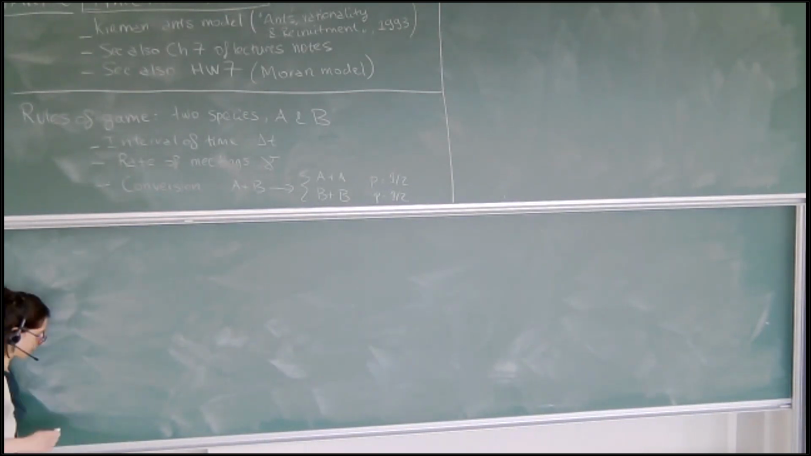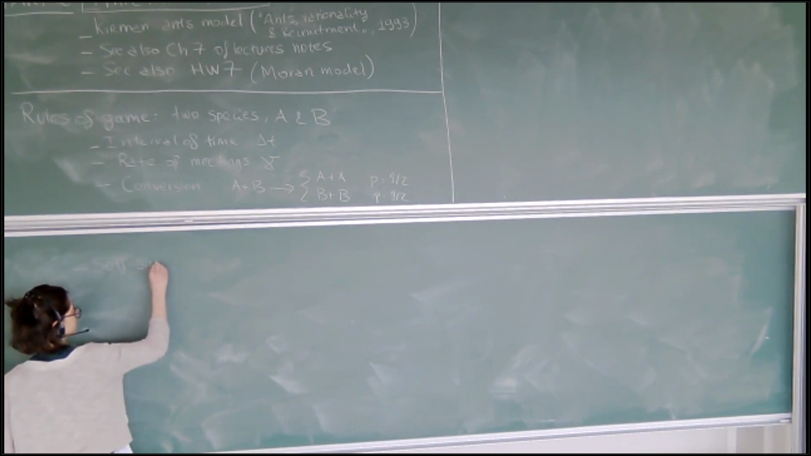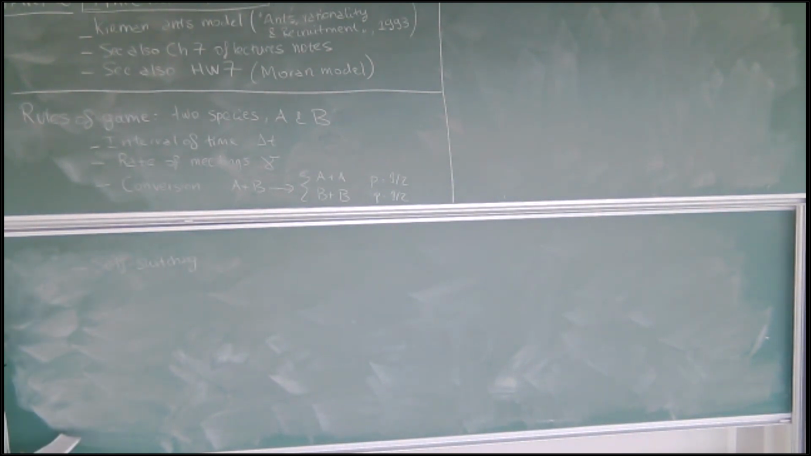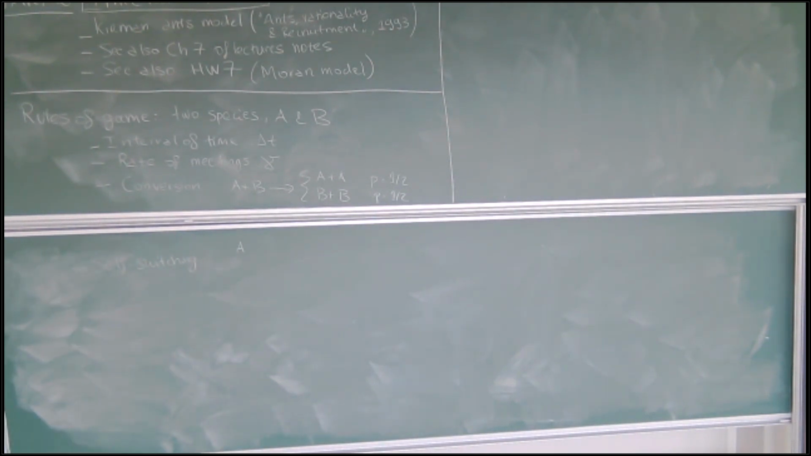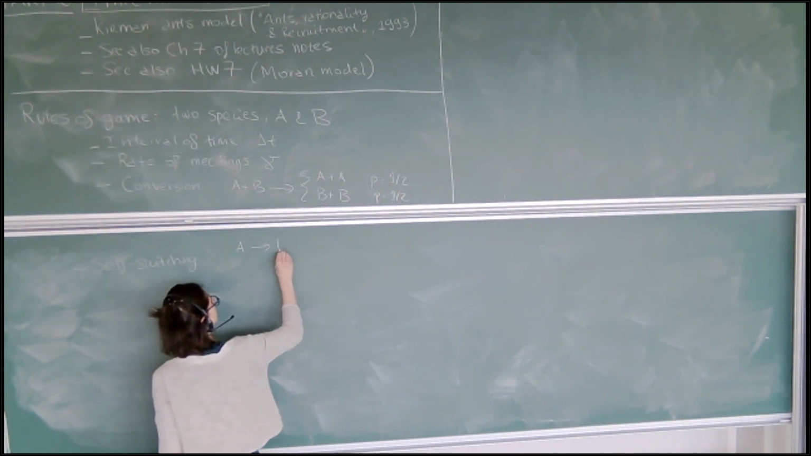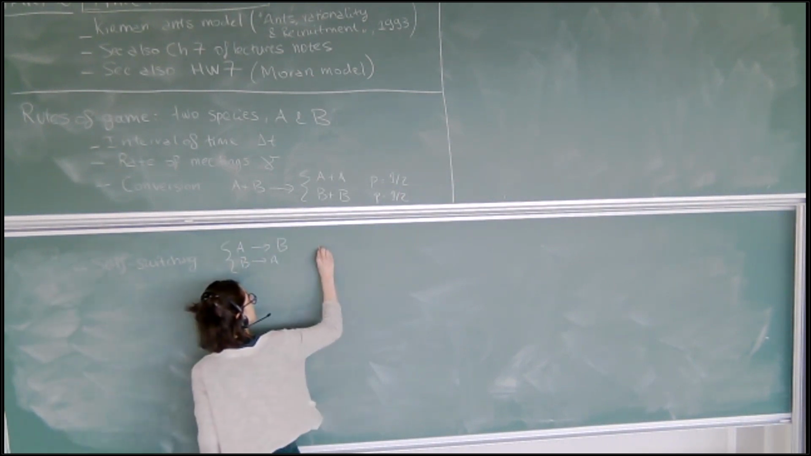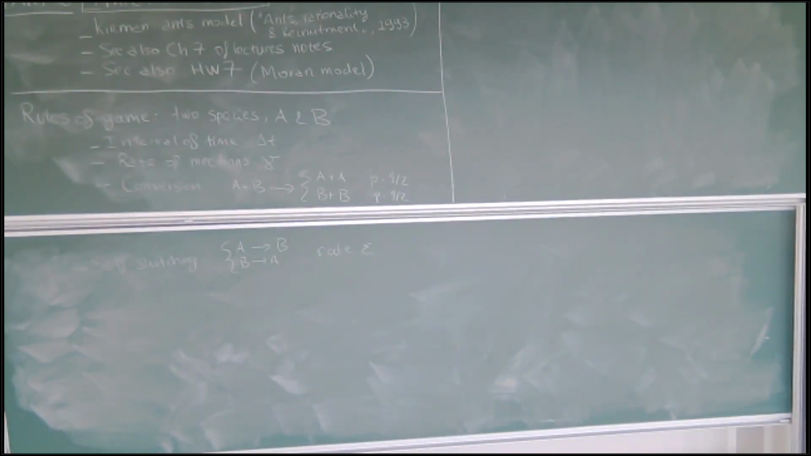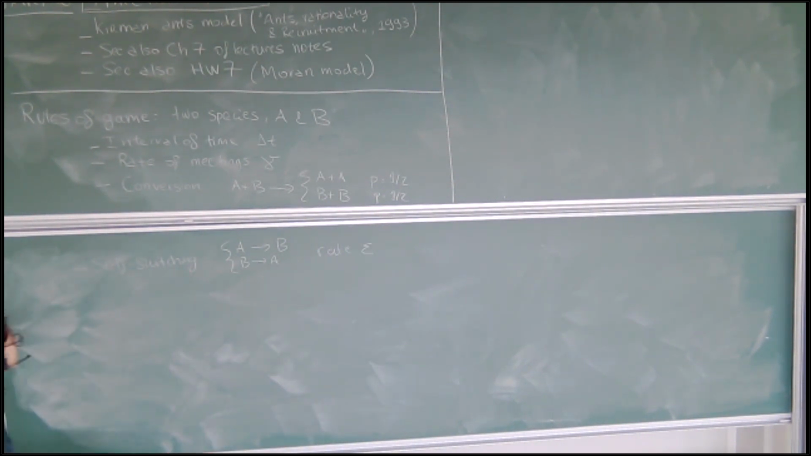So you have conversion and you have what I can call self-switching. Self-switching means that without meeting anybody else, an individual of type A can decide to become of type B and vice versa. And this happens with a rate that I call epsilon, and I call it epsilon for a reason that we will discover afterwards. Okay, so these are the rules.